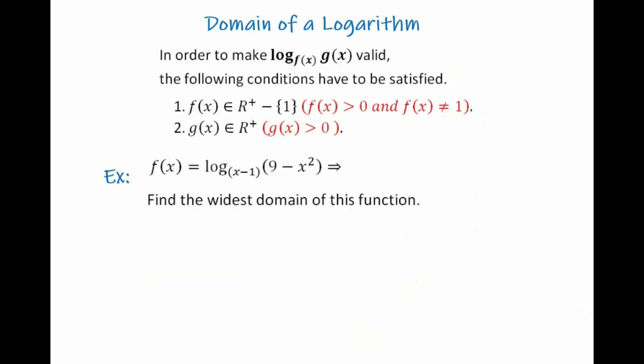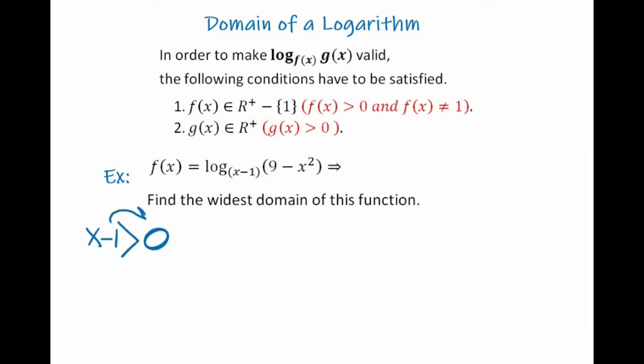And this is our last question in this video. Again, we have a function, logarithm of 9 minus x squared, and the base is x minus 1, and in this case, what is the widest domain of this function? Again, we have to find the intervals that make the logarithm a valid logarithm. So let's start with the base first. x minus 1 has to be greater than 0.